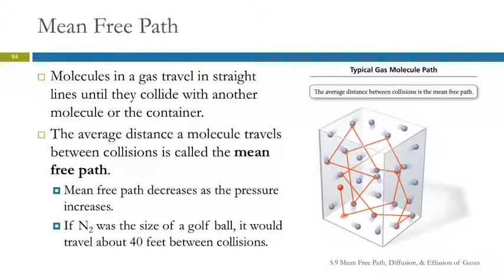So that mean free path is going to decrease as the pressure increases because the gas particles are going to be closer together. So they're not going to be able to travel as far before they run into something. Just to give you some reference, if a nitrogen molecule was the size of a golf ball, it would travel about 40 feet before it runs into anything. So that's actually quite a long ways, isn't it? So we can imagine the gas molecules bouncing around inside this container. Mean free path is how far they can go without running into something.